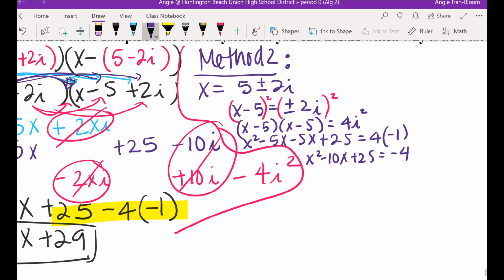Again, I'm trying to write a polynomial. So what do you do? You add 4 to the other side. If I add 4 to the other side, what do we have? 29 equal to y.